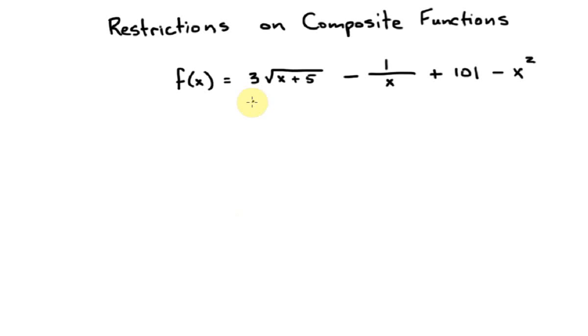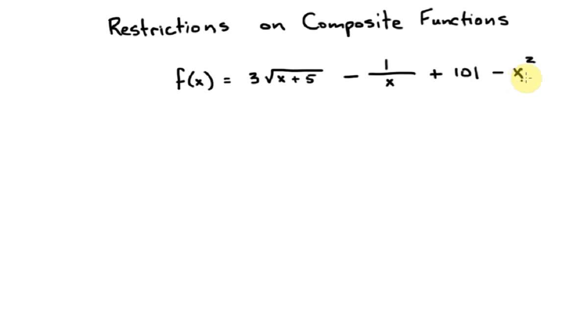To get a feel for how these restrictions work, I've got a real mess of a function sitting here. It looks like it's got everything and the kitchen sink thrown in. There's a radical here, there's a rational expression, then there's just a number, and then there's x squared. How do you determine the restrictions? It's actually really easy because you just go through it and look at all the components.